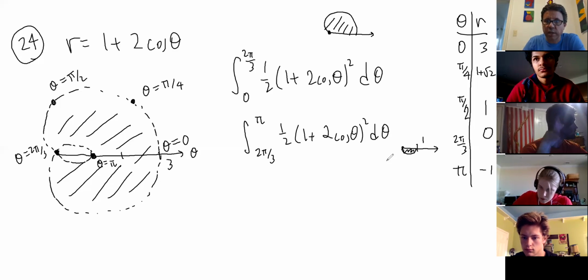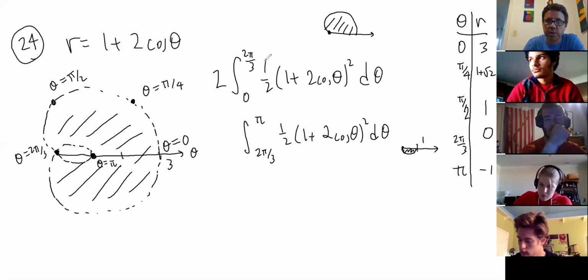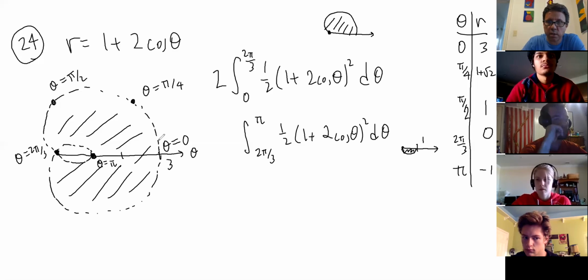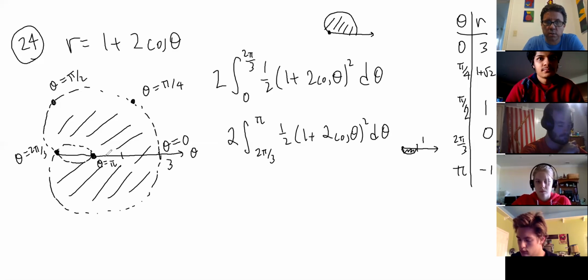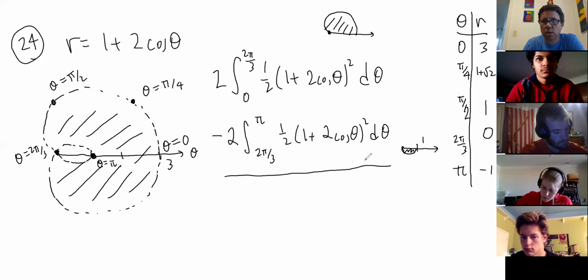So I don't know if it's clear, but all I need to do is this: if I took twice the first one, I'd get the entire shape with this filled in. If I did twice this one, I would get the entire inner loop filled in. And so all I need to do is then subtract those two. That would give me the area that I want, the outer part.